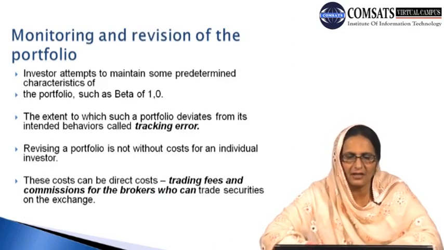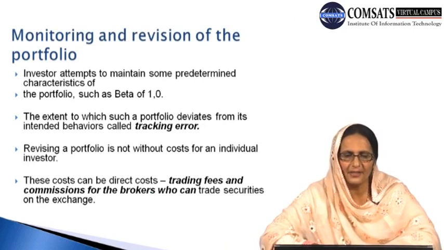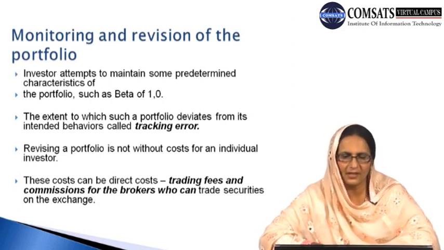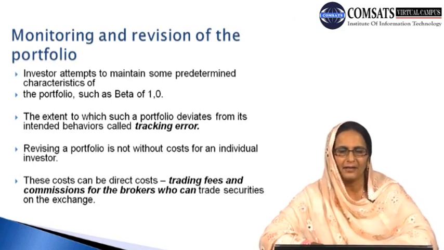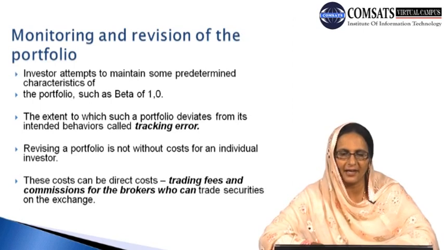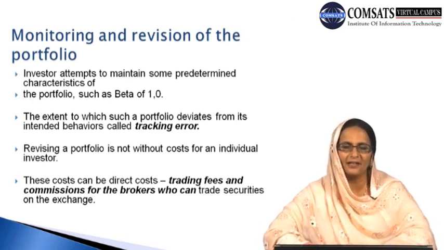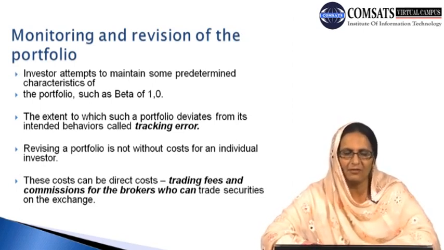Investors attempt to maintain some predetermined characteristics of the portfolio, such as a beta of 1.0. The extent to which such a portfolio deviates from its intended behavior is called tracking error. This is a sort of tracking error when we have a beta stock in the portfolio and the portfolio deviates from its intended behavior.